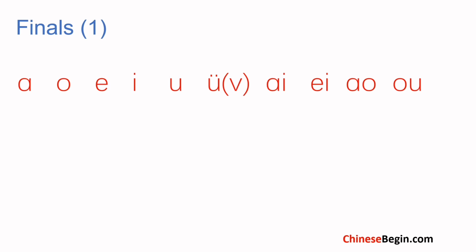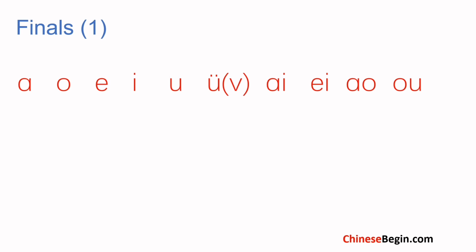Let's look at finals. In this lesson, we will learn 6 single finals and 4 compound finals. We have learned that the tone mark or pinyin should be placed above vowels a, o, e, i, u, ü in the last lesson, and they are single finals.